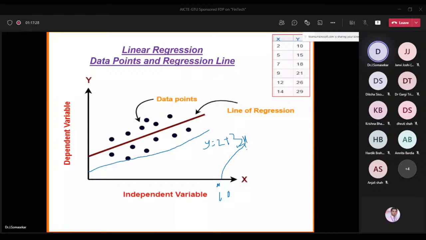Now the question is how to find this line. Here I am giving one regression line. Maybe one participant will assume like this, one participant will assume like this, one more participant will assume like this, or maybe I will assume like this. So we have infinite number of regression lines. Which line is the best line, or which line is the best fit line for the given data set? That is the big question here.